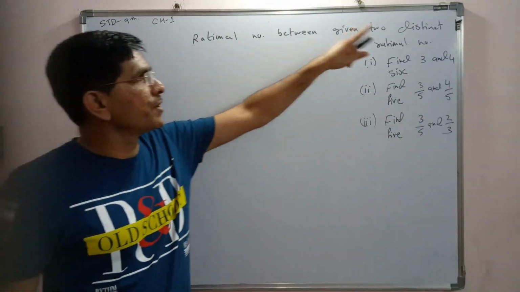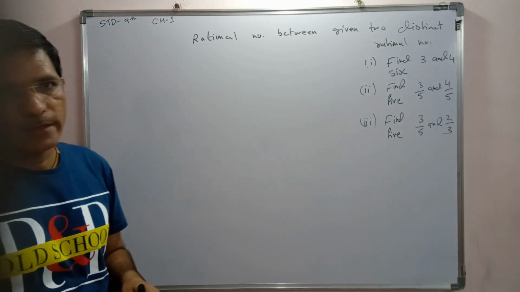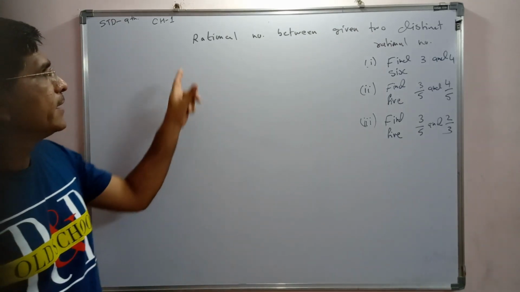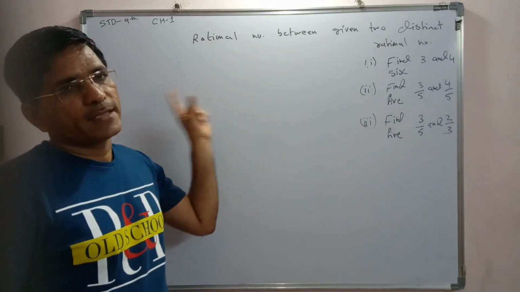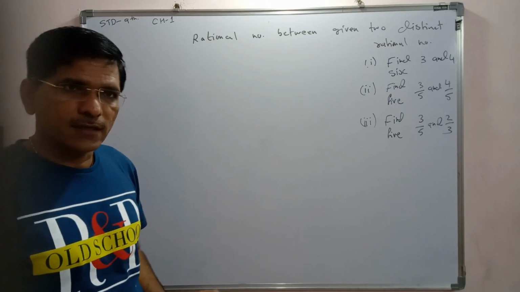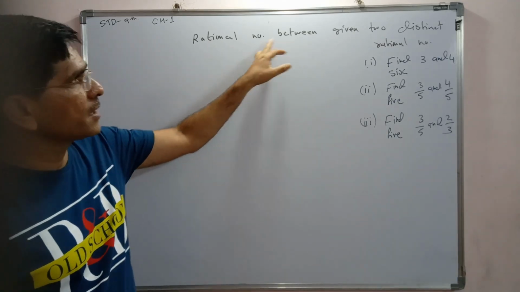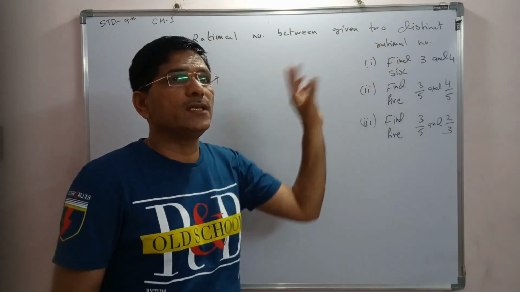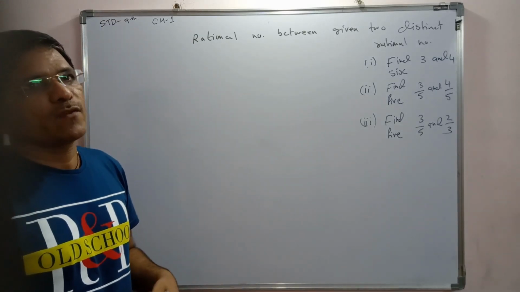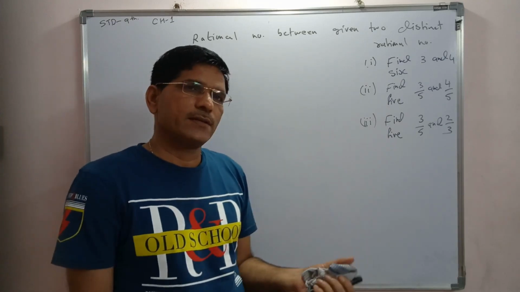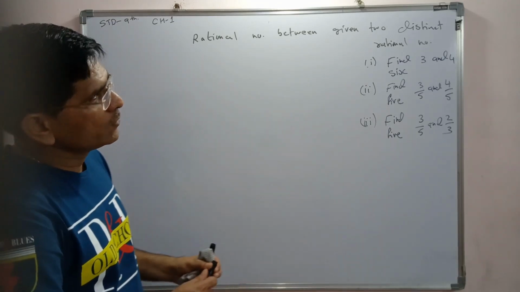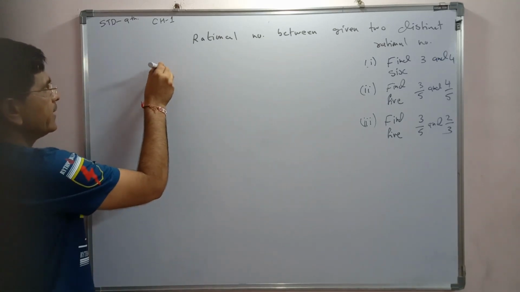Rational numbers between even two distinct rational numbers. But we know from the 8th standard that on the number line there are infinite rational numbers between even two rational numbers. So how can we find them? There are different ways given in our textbook theory, but now we have to discuss three examples related to this.